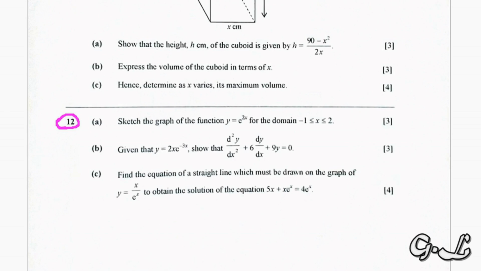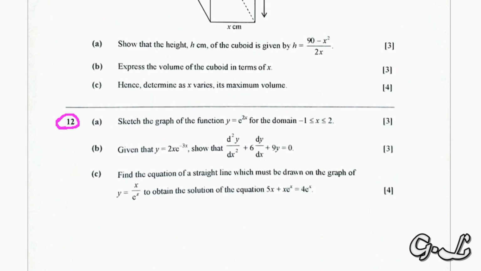Part B states that given that y is equal to 2x e to the -3x, show that d2y/dx squared plus 6 dy/dx plus 9y is equal to 0. So that is the second part of this question. Let's go to the third part of this question, which is part C.